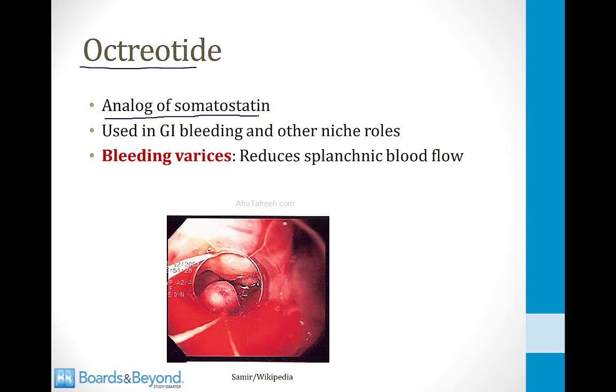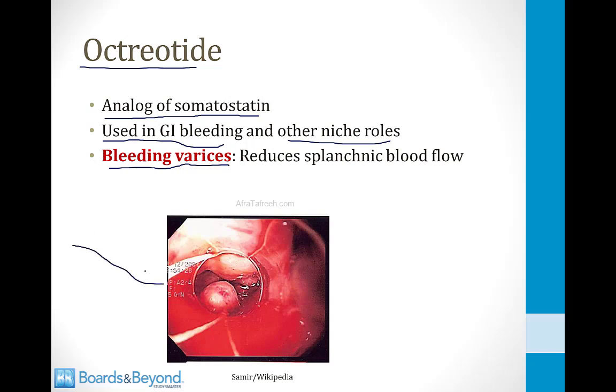The place where you will most often see it used is in upper gastrointestinal bleeding, although it has other niche roles, which I'll talk about on the next slide. When patients have bleeding varices, which is a bleeding blood vessel in their esophagus or stomach, it occurs in patients with liver disease and portal hypertension. And when these blood vessels bleed, these patients can exsanguinate and die.